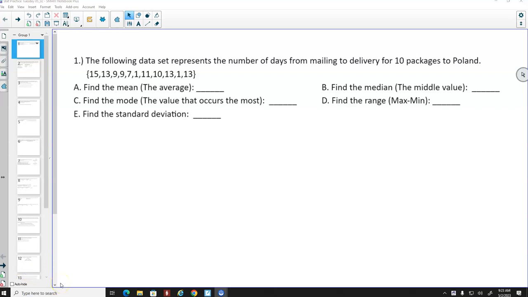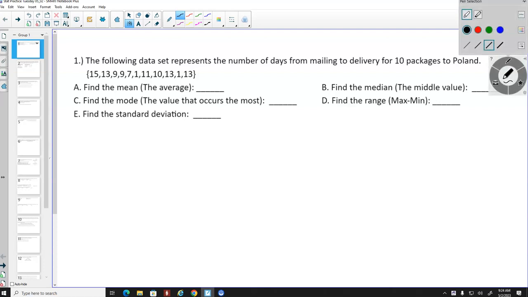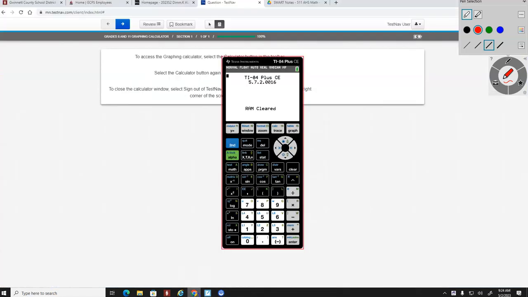Alright, so today we're going to work on the stat practice. Question 1, the following data set represents the number of days from mailing to delivery for the package. And you guys have a data set right here. So I provided a free calculator on eClass for you guys. You can plug it in. So remember, we're going to go to stat, edit, and put the data in.